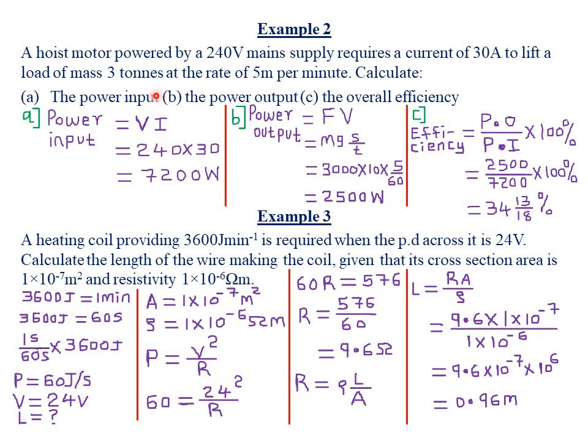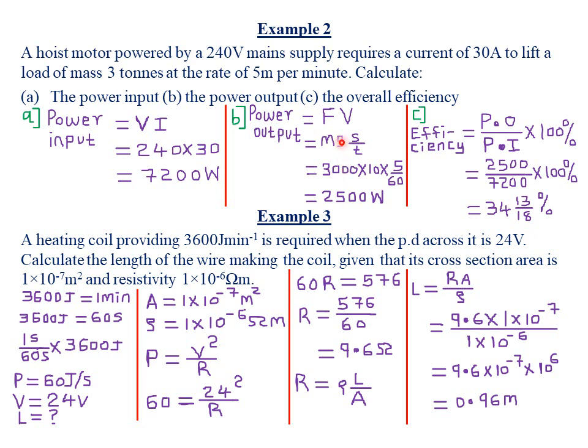So the mass that is being lifted is 3 tons. But we know that the SI unit for mass is the kilogram. Therefore, we'll convert the 3 tons into kilograms. We know that 1,000 kilograms is equal to 1 ton. So what about 3 tons? We'll have 3 tons divided by 1 ton multiplied by 1,000 kilograms. So 3 tons into kilograms gives 3,000 kilograms. That is, we have just converted the tons into kilograms.